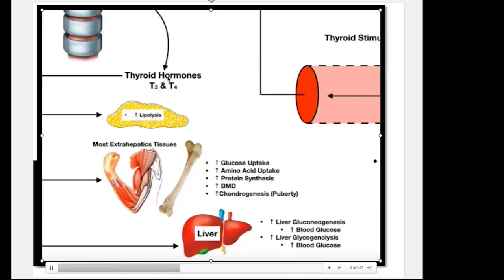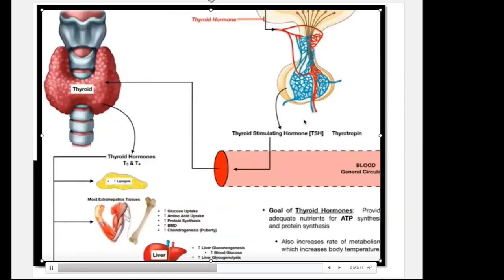So thyroid hormones will also stimulate amino acid uptake. So if you have more thyroid hormone, you have more amino acid uptake by these cells. And this is most pronounced in skeletal muscle, which requires a lot of protein synthesis. So the ATP from metabolism compounded with the increased amino acid uptake gives you increased protein synthesis. Okay, so hopefully that makes sense.